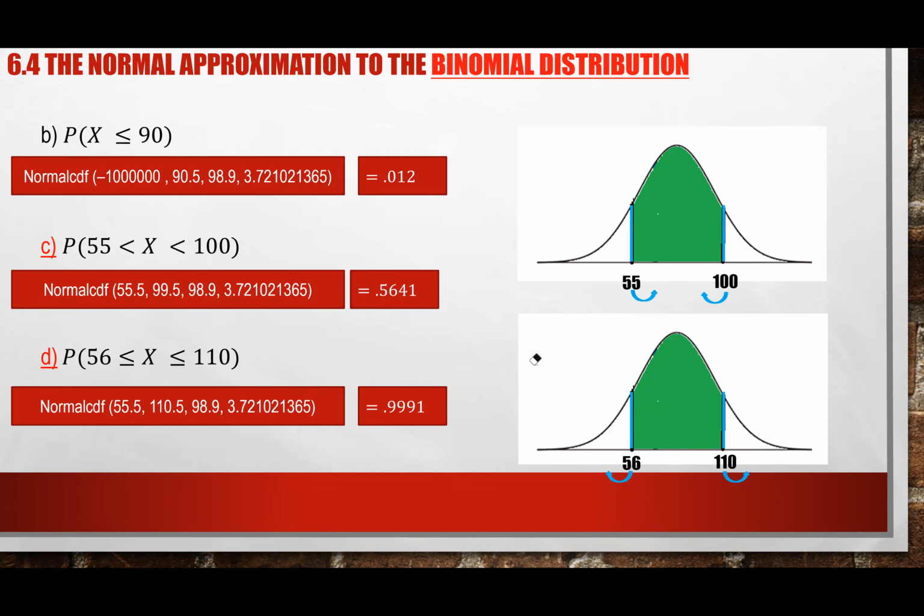Okay, so this is the idea of 6.4. We give you some problem. You need to ask yourself, what is the mean? What is the standard deviation? Which area am I looking for? Am I looking for the area to the left, the area to the right, or the area in between? And the newest item in 6.4 is you need to adjust your endpoint. To adjust your endpoint, you either subtract 0.5 if you move to the left, or add 0.5 if you move it to the right.